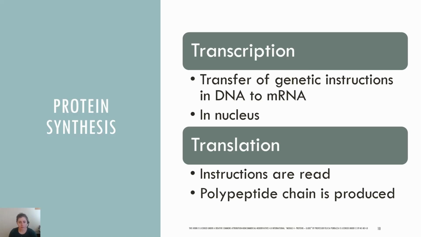This process involves transcription and translation. Transcription is the transfer of genetic instructions in DNA to mRNA in the nucleus. This template is needed for the next step of translation. In translation, the amino acids are linked together in a particular order based on the genetic code. This occurs at the ribosome, which consists of rRNA and proteins. After a polypeptide chain is synthesized, it may undergo additional processing to form the finished protein.